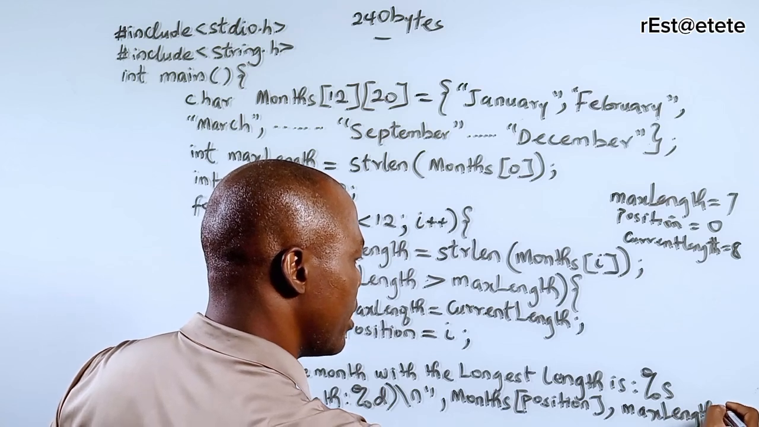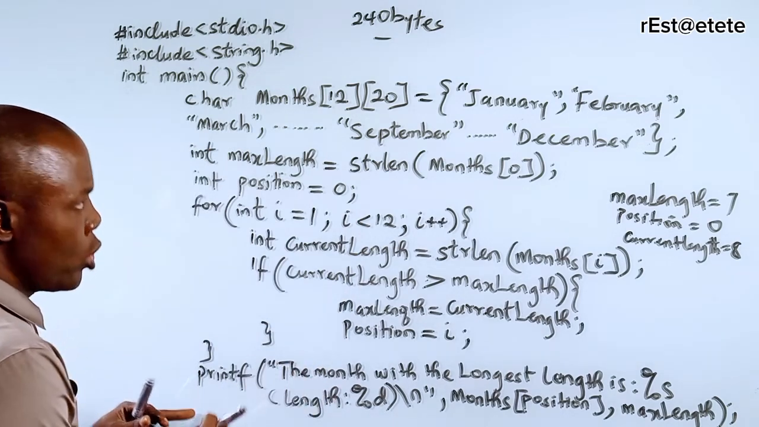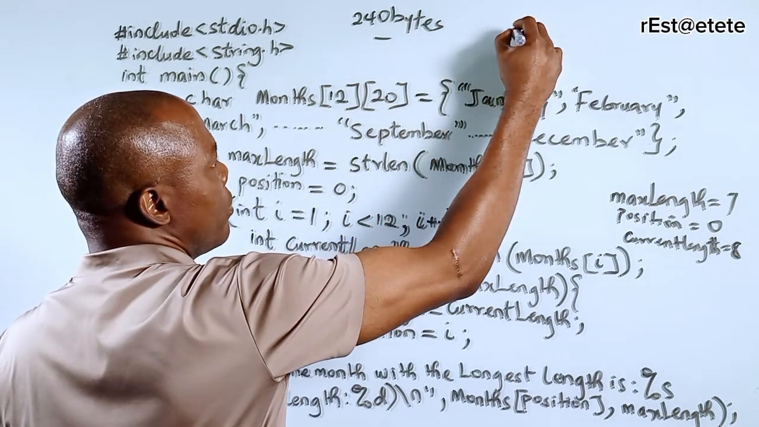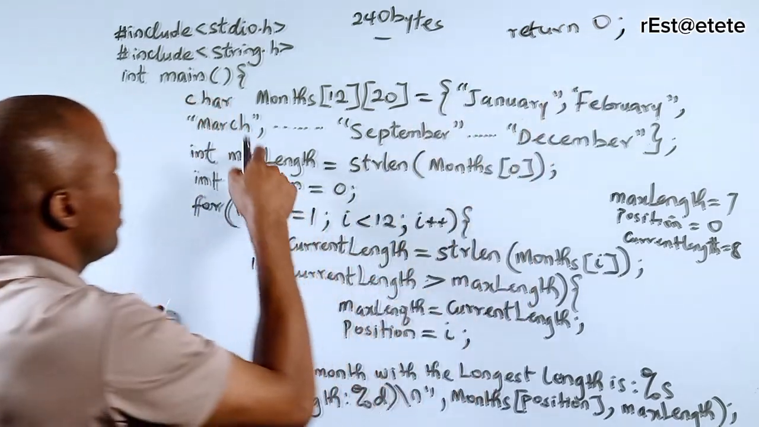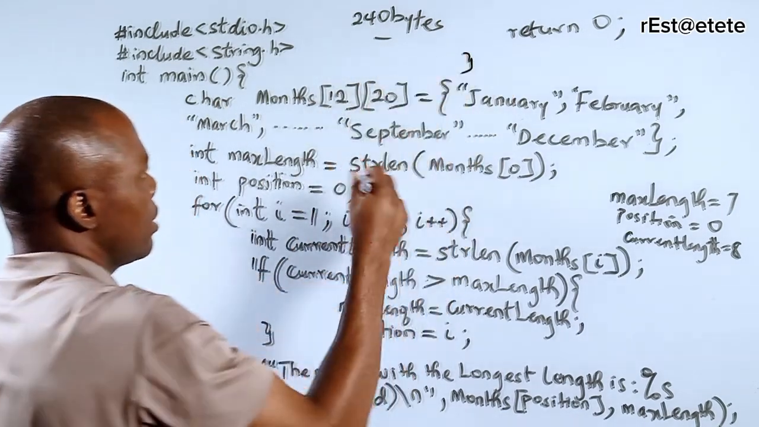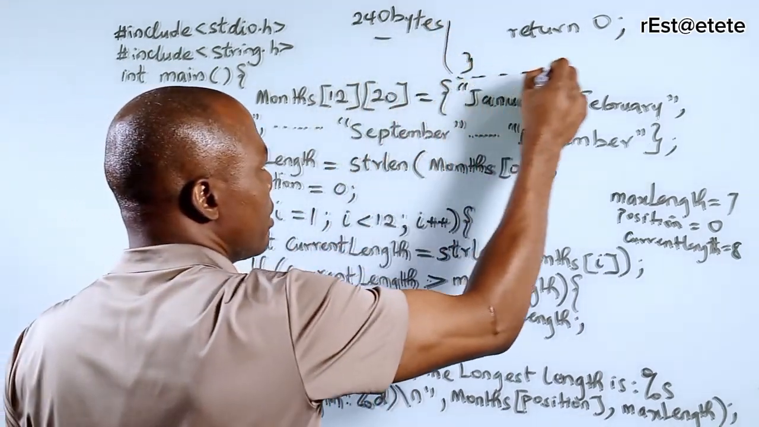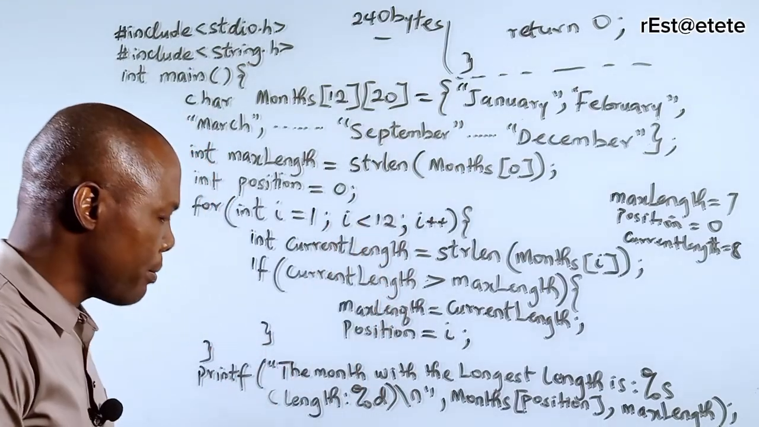Max length. And then I'll close it. To close, I'll just do return 0. Then this curly bracket, I'll close it. So this is the end. This is the end of my program. So this is my program.